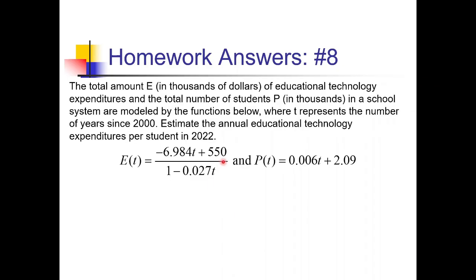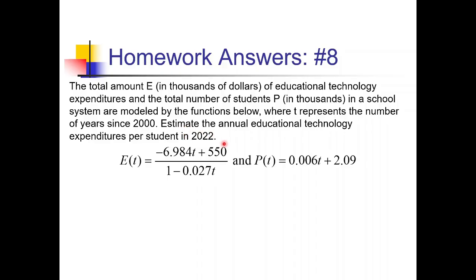On this one, we're told that the total amount, E, of educational technology expenditures is given by this E of t function, and total number of students, P of t, is given by this other function down here. We want to know, and this t is the number of years since 2000, the annual educational technology expenditure per student in 2022.